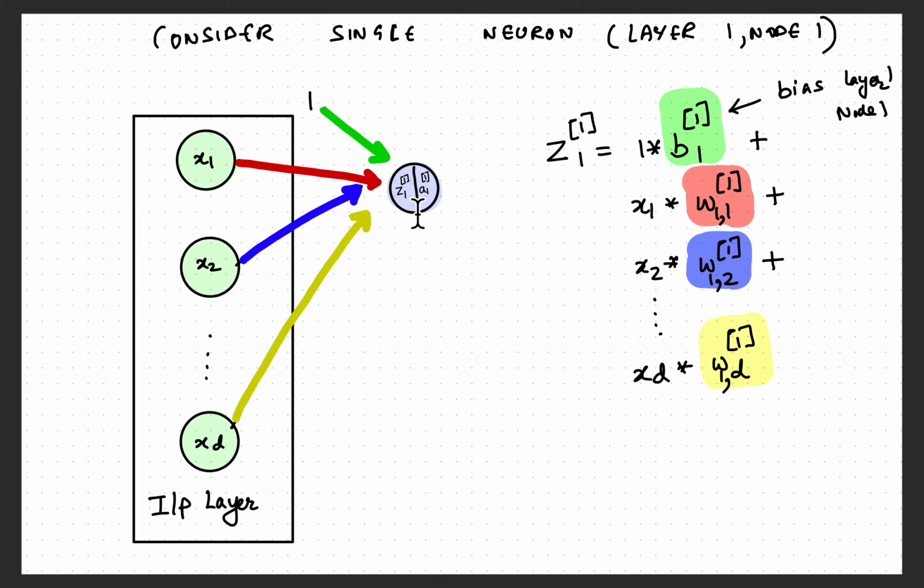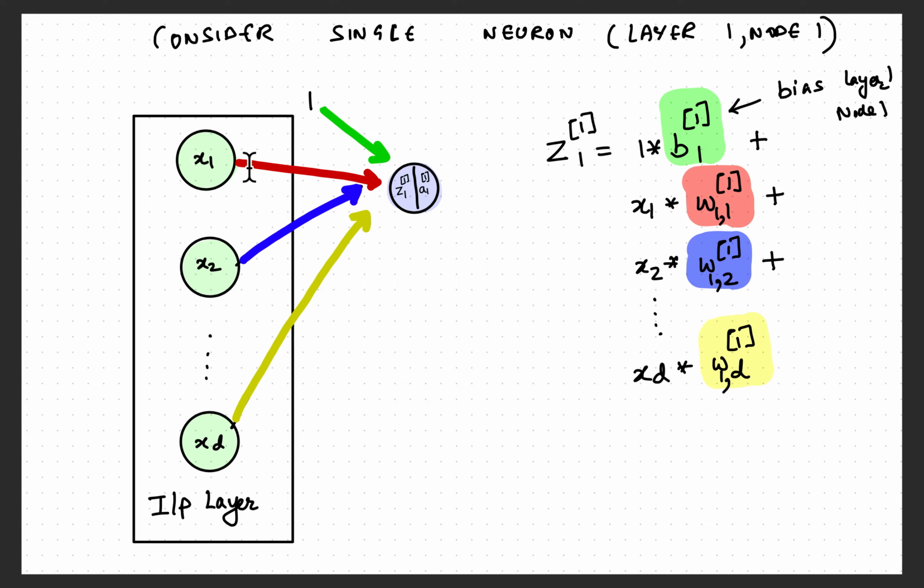And now we want to write Z square bracket 1 subscript 1 in terms of the input parameters. So I can write this as 1 times, green is showing the weight of the bias term, so I'm writing the bias term as 1 into b square bracket 1 subscript 1, where b square bracket 1 indicates it is a bias term in the first layer, and subscript 1 indicates it's the bias term associated with the first node in layer 1, right?